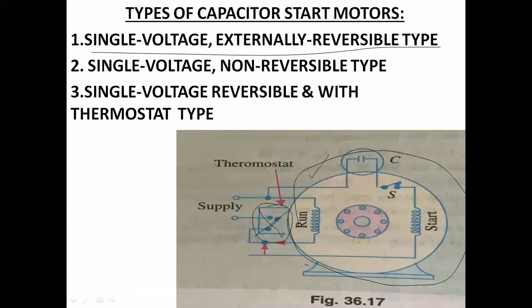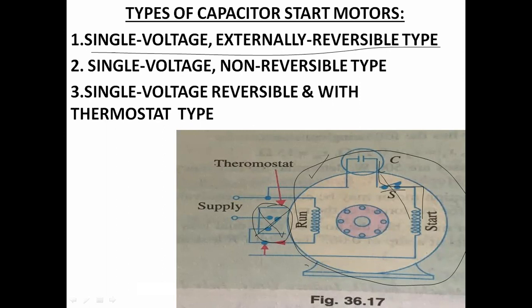As usual, internally the starting winding is connected in series with the electrolytic capacitor. See here, the starting winding is connected in series to the capacitor, and a centrifugal switch is between the capacitor and the starting winding. So how can we easily reverse the direction of the motor? If you reverse the starting winding leads with respect to the running winding leads, we can easily reverse the direction of rotation of the motor.